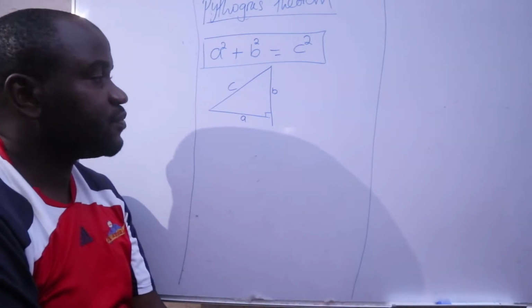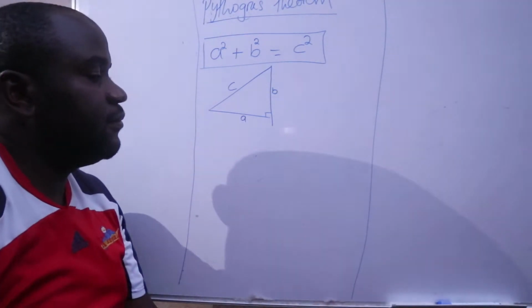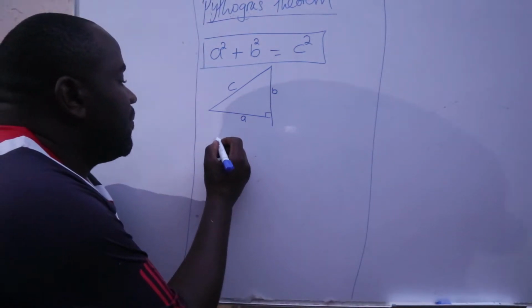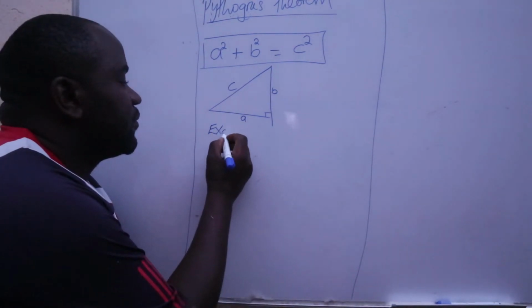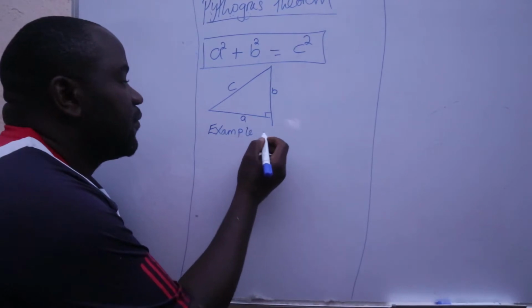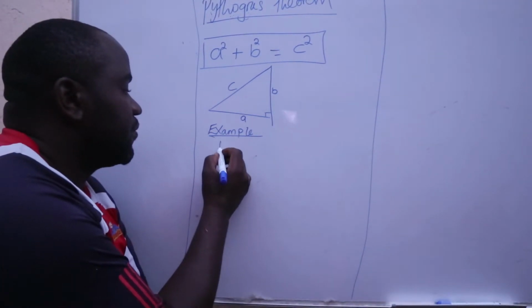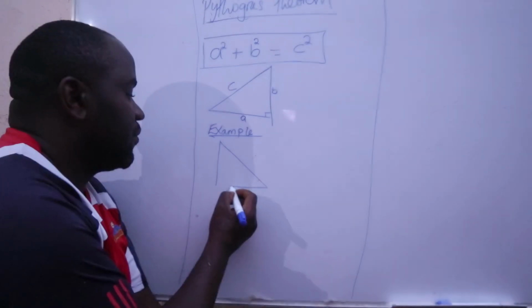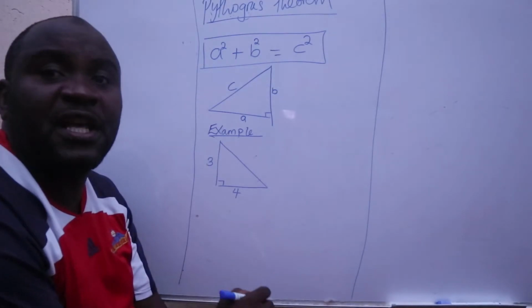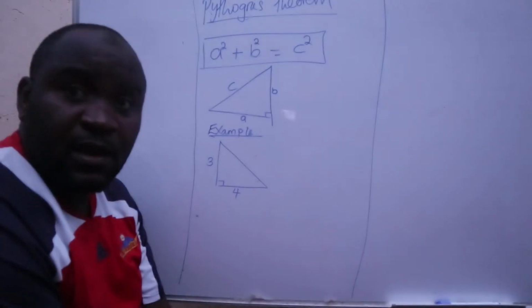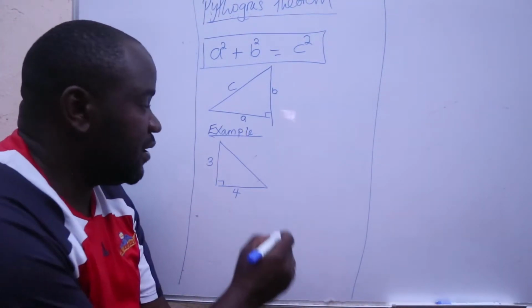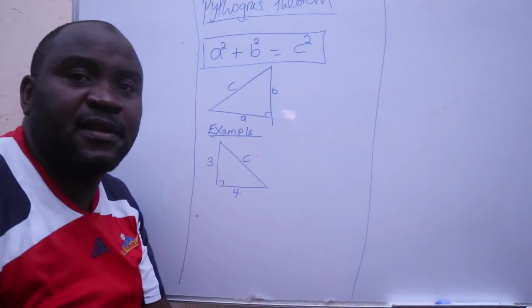With that reason, we can have an example whereby they give you a triangle which has sides maybe 3, then this other side is 4, and they can ask you for the longest side, which is the side C, which is not defined.